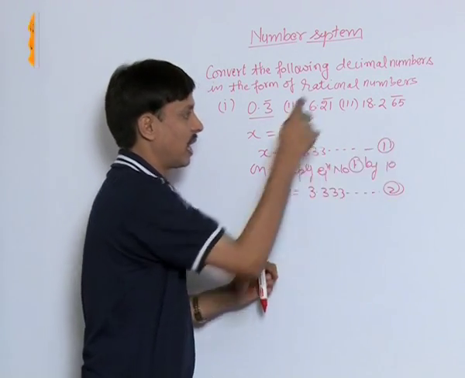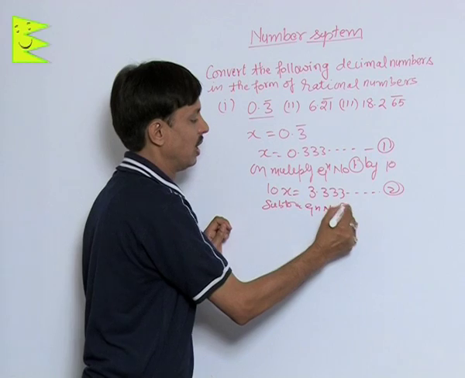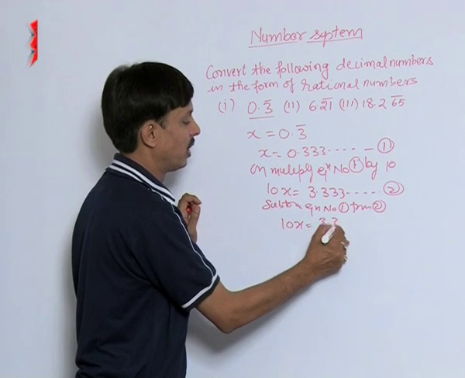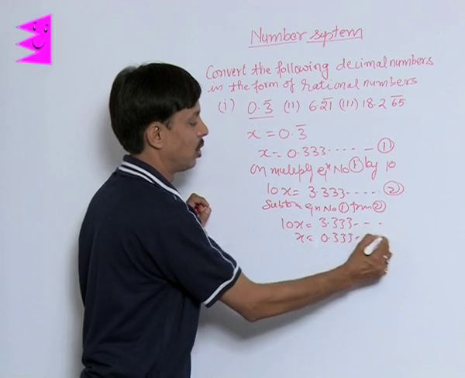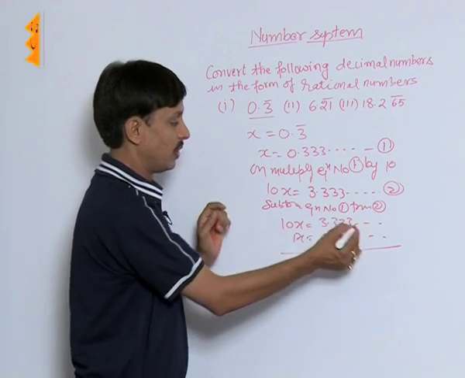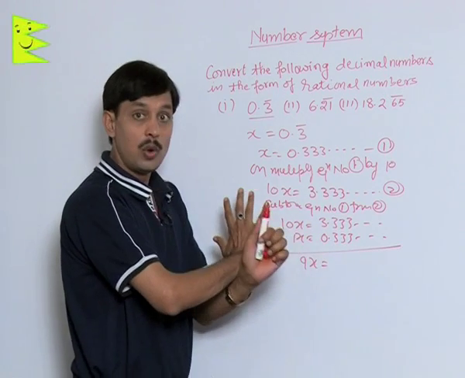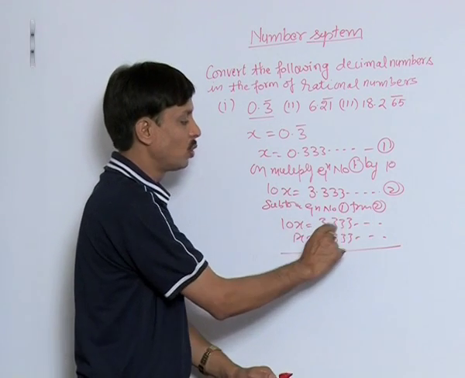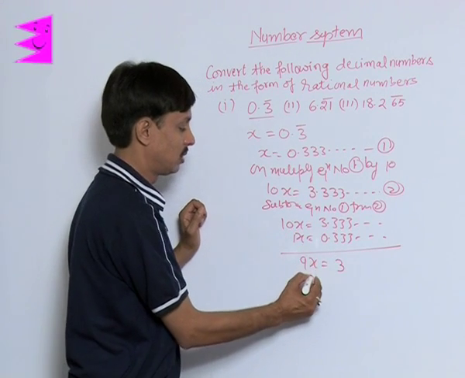From equation 2 subtract equation 1. Subtract equation number 1 from 2. So I will write 10x equals 3.333 dot dot dot and x equals 0.333 dot dot dot. If I subtract 10x minus 1x, that is 9x. Then 3 minus 3 is 0, 3 minus 3 is 0, 3 minus 3 is 0. So nothing will be left after the decimal, because after the decimal in equation number 2 there is also 333 and in equation 1 also 333. So 3 minus 0 is only 3.